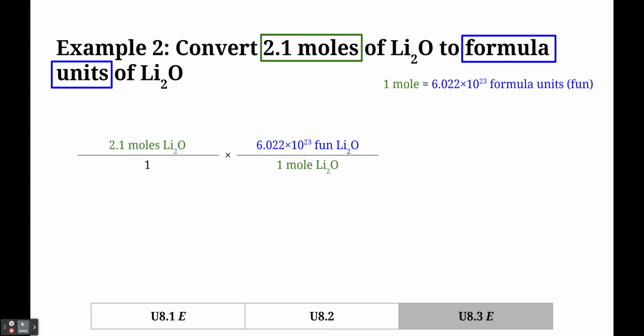So that means we put moles on the bottom of our conversion factor, and 6.02 times 10 to the 23rd goes on top. And then we do our math, multiply across the top, and we get 1.2642 times 10 to the 24th. Check our sig figs. This time we're limited to 2 sig figs because of the 2.1 moles here. So I just round to 2 sig figs. Here I get 1.2, but then since that next digit is a 6, I round it up to 1.3. So my final answer is 1.3 times 10 to the 24th. Don't forget the scientific notation part. Formula units of Li2O.